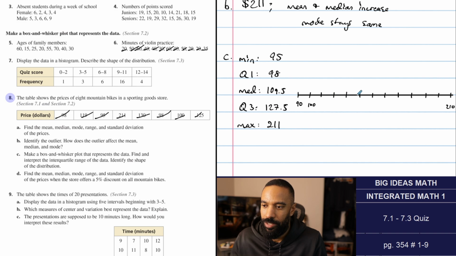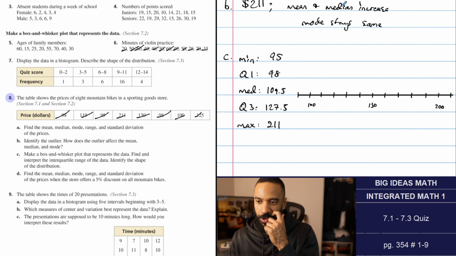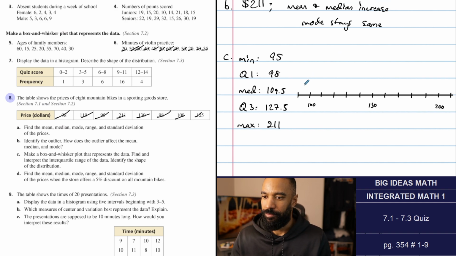100, 150, 200. Okay, let's get rid of those other numbers there. It looks a little messy if I don't. Okay, so 95, halfway between those two. 98, oh, very close still. Not even yet at 100. So that, yes, this skew, man.